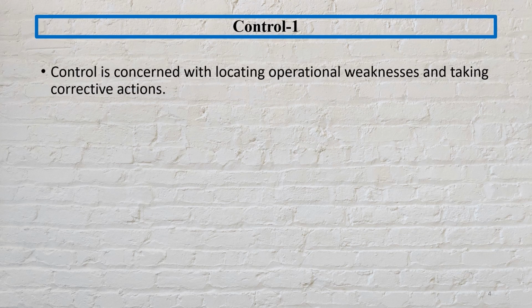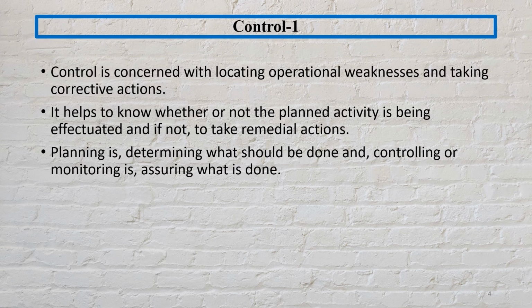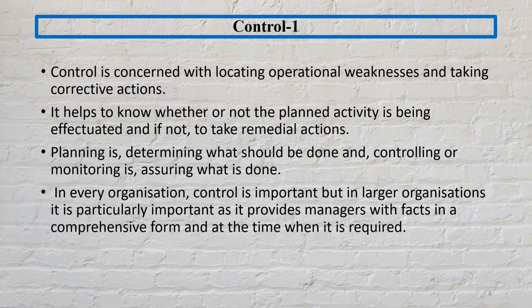Control is concerned with locating operational weaknesses and taking corrective actions. It helps to know whether or not the planned activity is being effectuated, and if not, to take remedial actions. Planning is determining what should be done, and controlling or monitoring is assuring what is done.